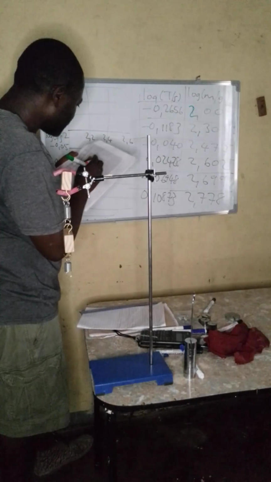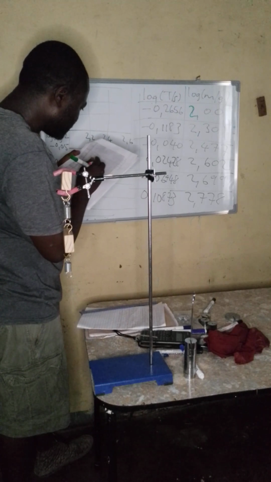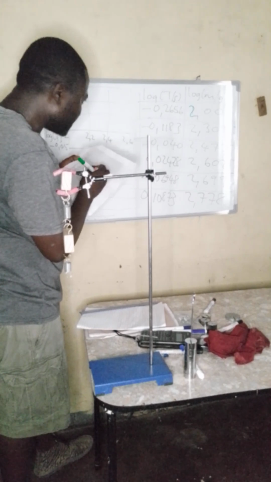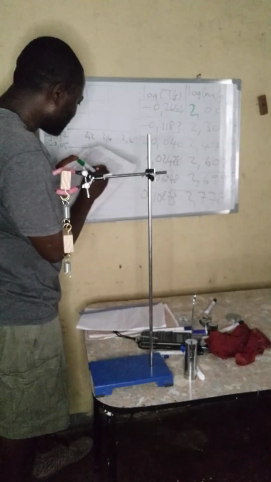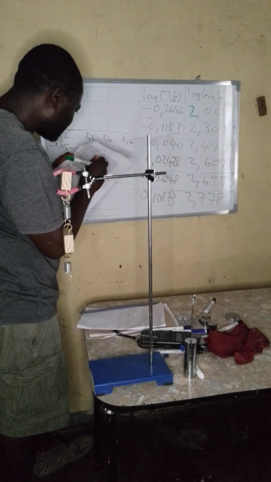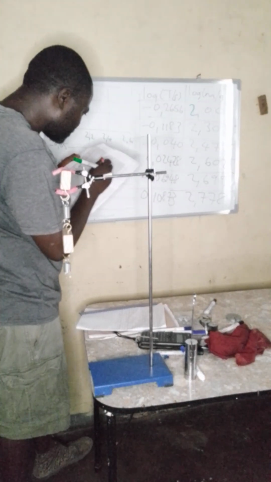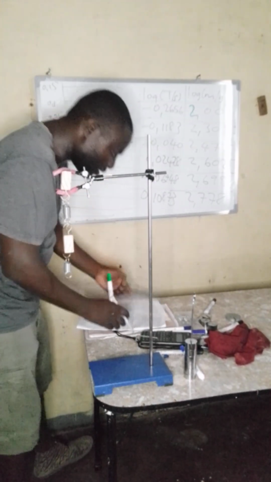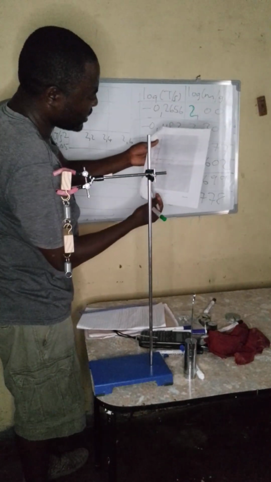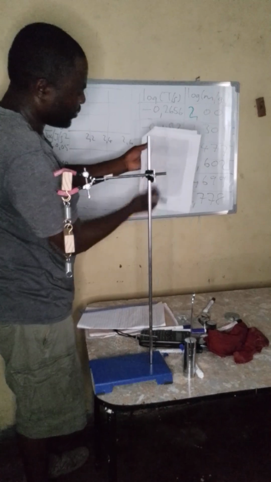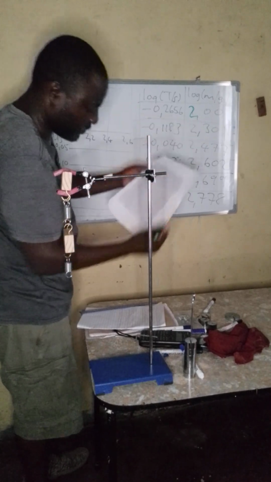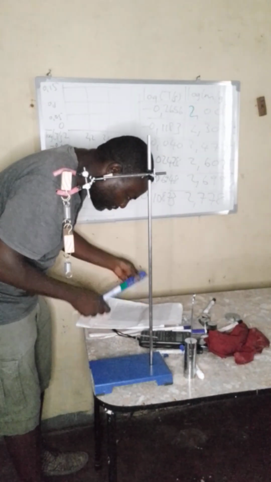So 2,78 against 0,11. Can you see all these points have been plotted, right? We should choose more than half the scale. So I'll draw my line of best fit.